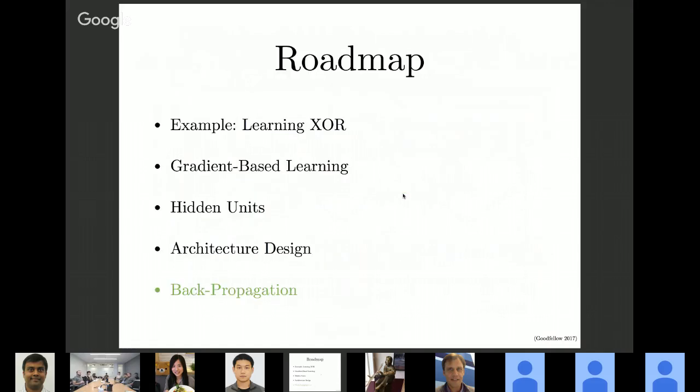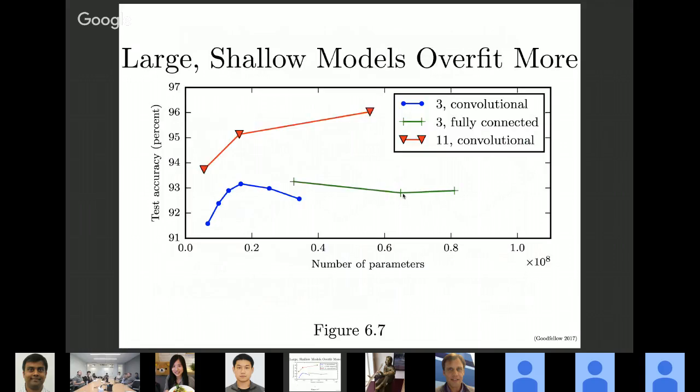And so that's the basics of architecture design. Depth will usually help you more than width. You want to make sure that you have enough depth and width that you can fit the problem. And as you make the model bigger, it's usually better to make it bigger by making it deeper.